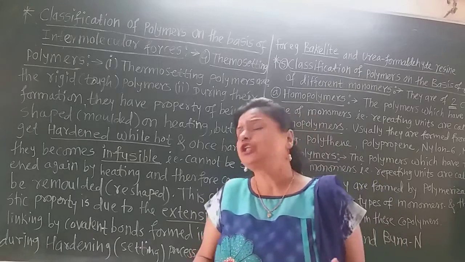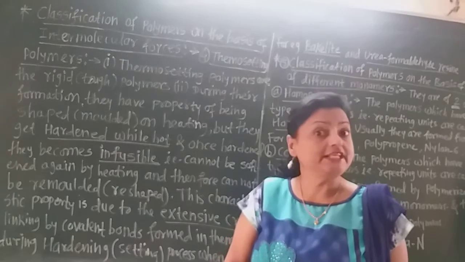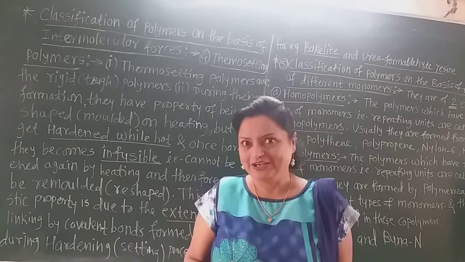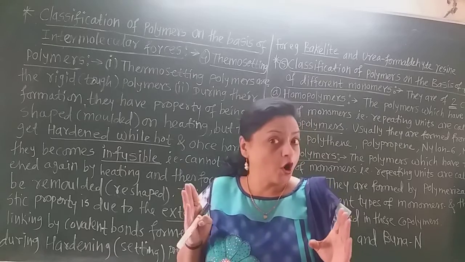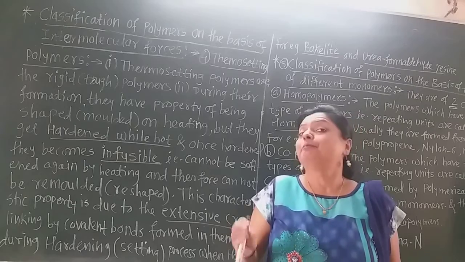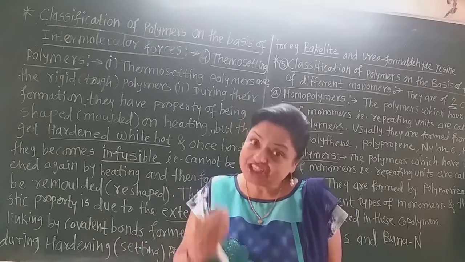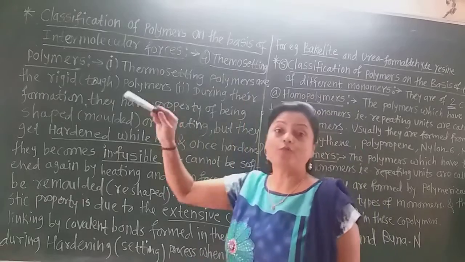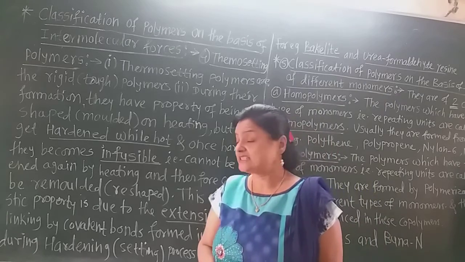Why is this polymer named thermosetting plastic? That means once they get molded or set while hot and then cooled, though we heat them again, they cannot be remolded or reshaped. Such plastics or polymers are called thermosetting polymers. This is exactly opposite to the thermoplastic polymers.